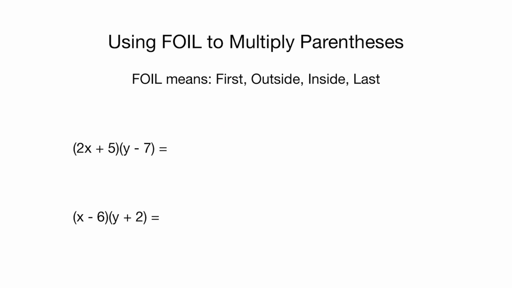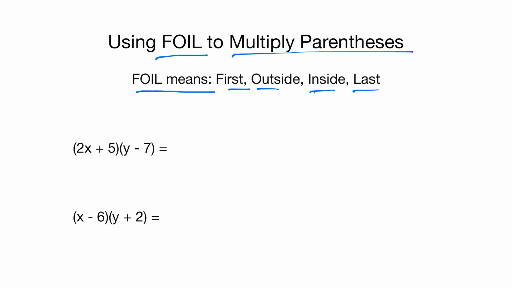In this video, we're going to be talking about using FOIL to multiply parentheses. FOIL is another way, or a mnemonic, to help you remember how to use the distributive property when you're dealing with parentheses. So FOIL means first, outside, inside, and last. I'll do a couple of examples here for you.